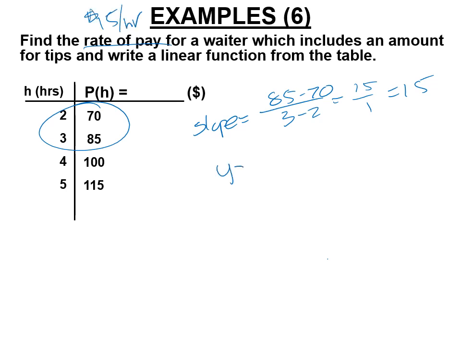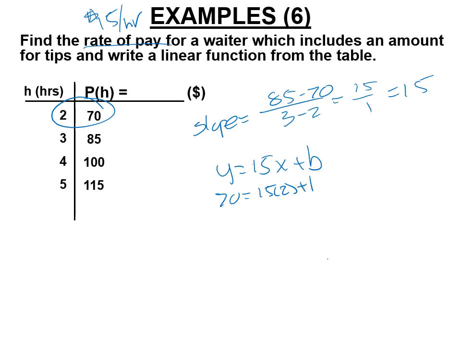All right, we're going to put that 15 into y equals mx plus b. And then we're going to use any point. Let's use 70 and 2. So 70 equals 15 times 2 plus b. 15 times 2 is 30, so I'm going to subtract 30 from both sides. 40 equals b. All right, so it says which includes an amount for tips, right? That's the y-intercept, 0, 40.